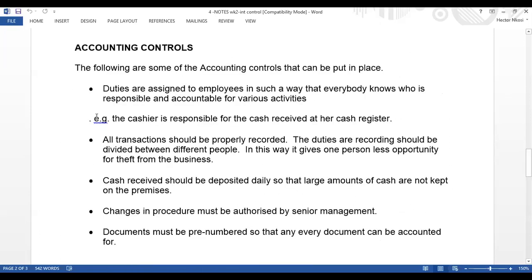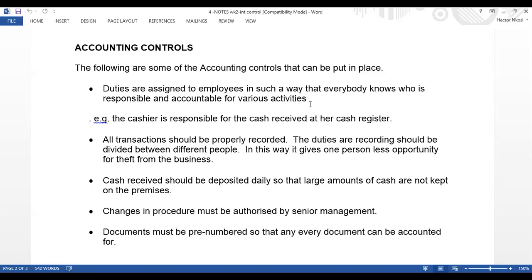Then here we've got accounting controls. The following are some of the accounting controls that can be put in place, right? So remember, with accounting controls, duties are assigned to employees in such a way that everybody knows who is responsible and accountable for various activities. Here, we normally call it division of duties. Basically, guys, the same person who is receiving and recording cash cannot be the same person who goes and deposits the cash at the bank. It needs to be a different person. Do you get my point?